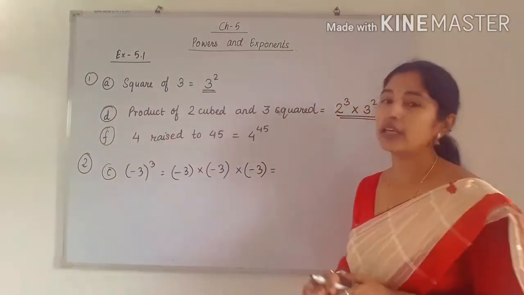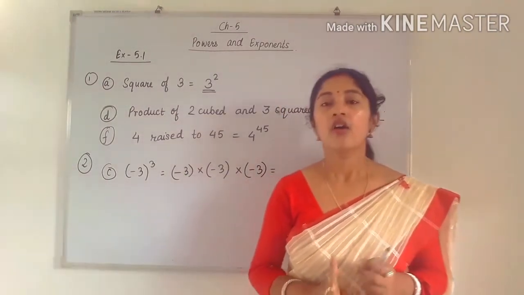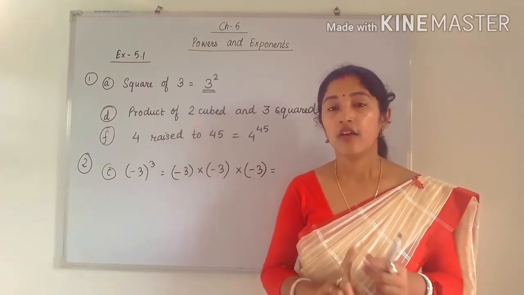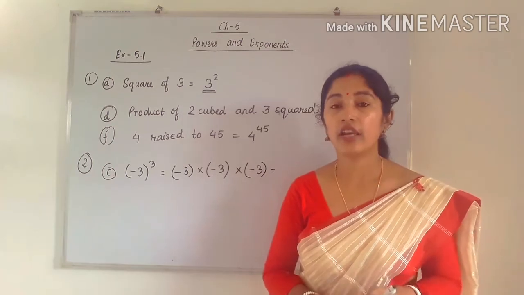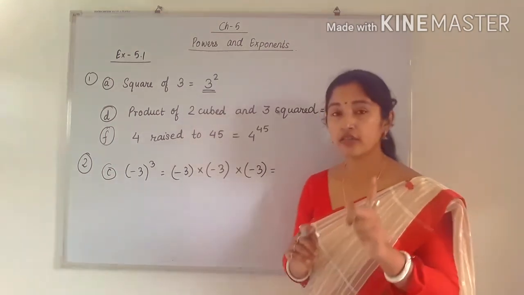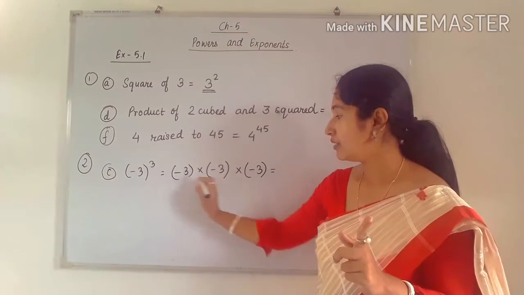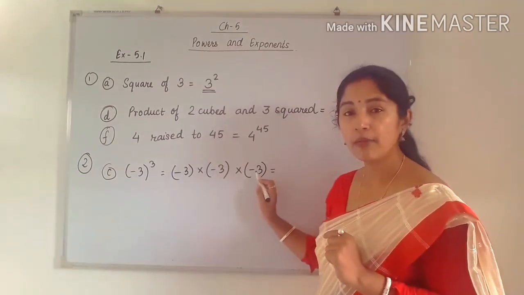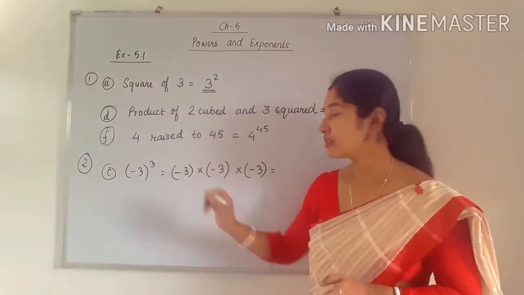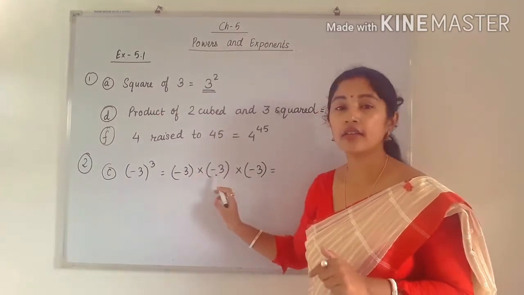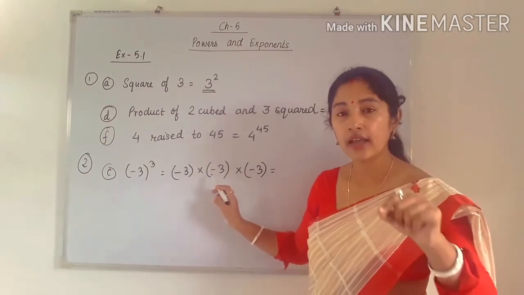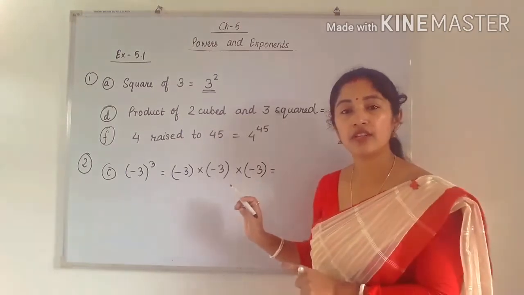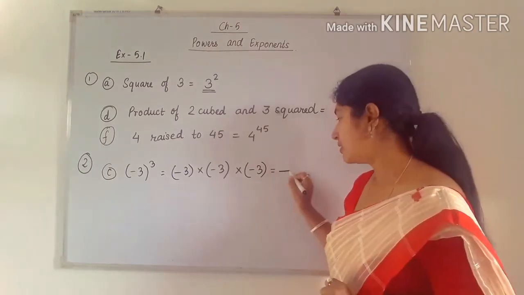So first of all, see here you have to check two things. First is the symbol, second is the value. That is the important thing. So you have to check first of all the symbol. Minus into minus will be plus, plus into minus will be minus. You have to do like this: minus into minus, the answer is plus. And that answer, that is plus, you have to multiply with minus. So plus into minus will be minus. So the symbol is minus.